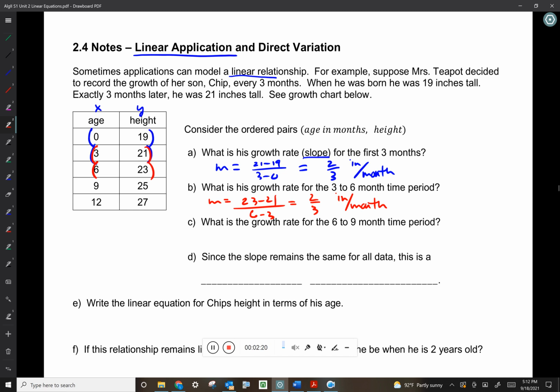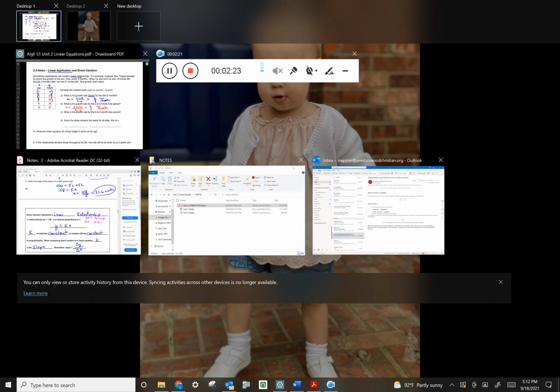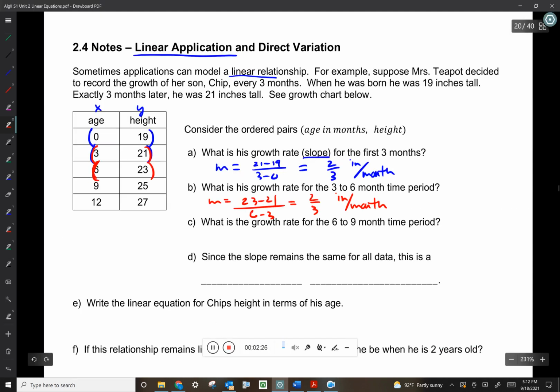And what is his growth rate for 6 to 9 months? So, oops, sorry. Here's your 6 ordered pair and your 9 ordered pair. So the slope is 25 minus 23 over 9 minus 6. Again, 2/3 inches per month, which if we thought about it, we would have known that these are all going to be the same, because remember up here at the top it says we're talking about a linear relationship.